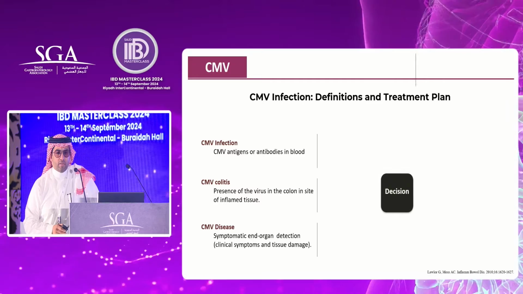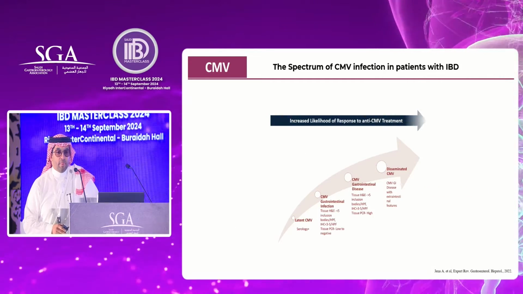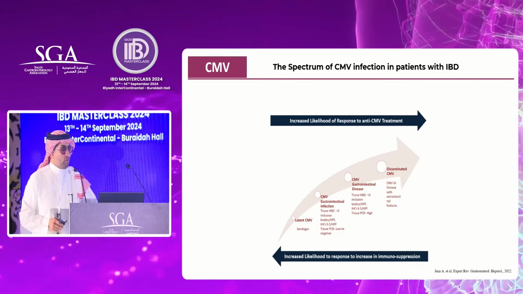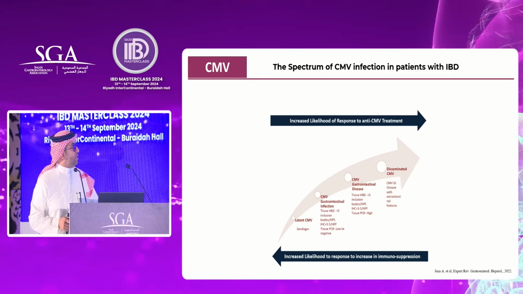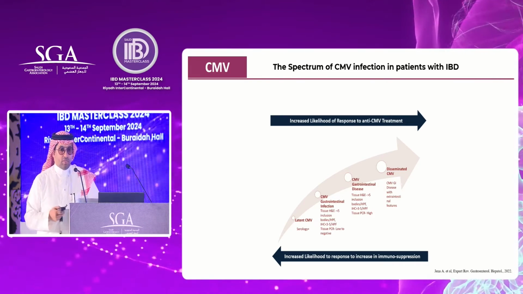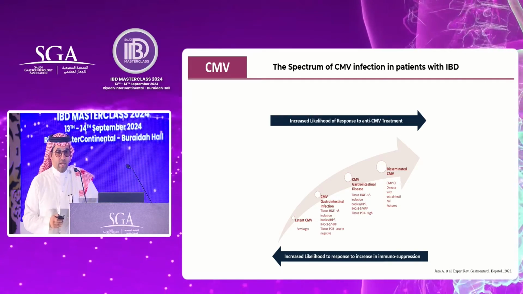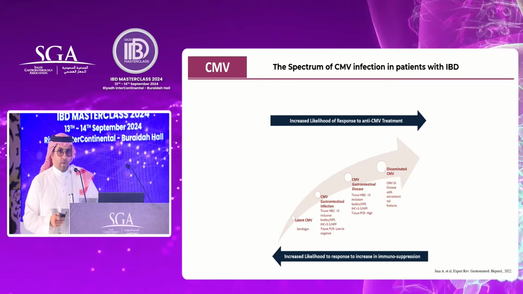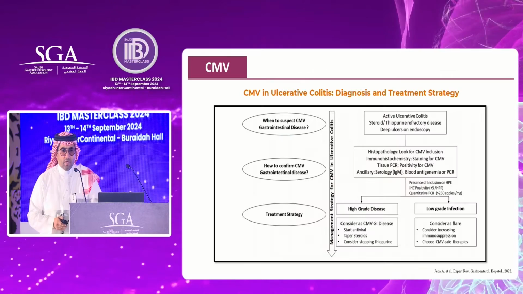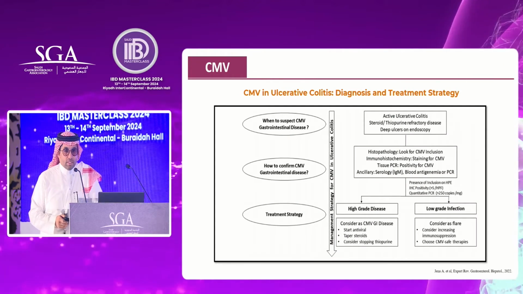So regarding the treatment plan of CMV infection, it really depends on the clinical spectrum. If we go from the latent to the disseminated or CMV disease, usually the patient will benefit from starting antiviral therapy, while those patients with latent infection and CMV colitis will benefit from treating the disease activity. So here is the summary for the treatment of CMV colitis.